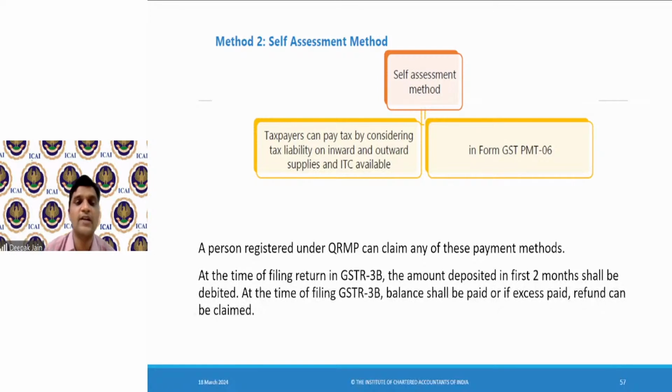At the time of filing return in 3B, the amount deposited in the first 2 months, जो भी हम बोल रहे हैं for the first 2 months, whatever is the amount deposited in the first 2 months shall be debited. And at the time of filing 3B, whatever is the balance you pay, or if you have paid excess, you can claim refund. Or you can just keep it over there for making payment of the subsequent month's quarter. Samjhe hai how the payment works for QRMP? Sir, please explain fixed sum method.